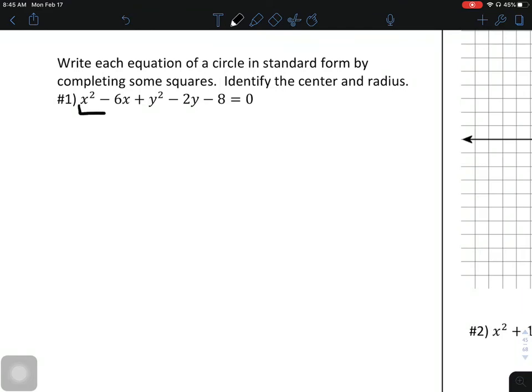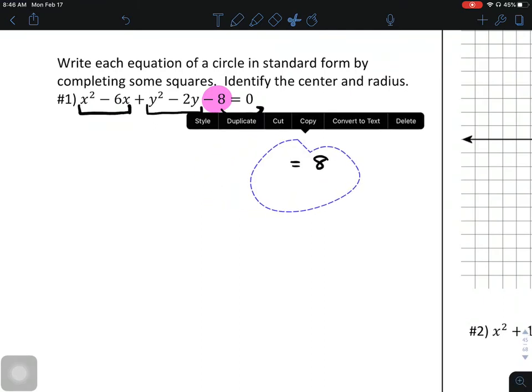Well, x squared minus 6x, we're going to group that together and try to make that a perfect square trinomial. Y squared minus 2y, we're going to group that together and try to make that a perfect square trinomial. Any constants, we're going to move to the other side of the equation. So let's move the constant over first. So equals 8.